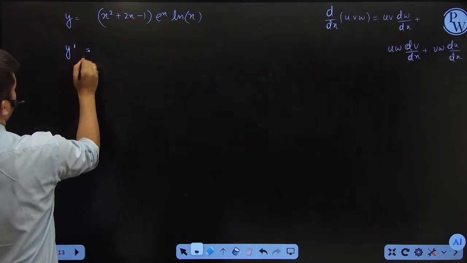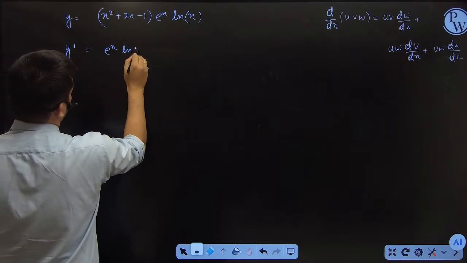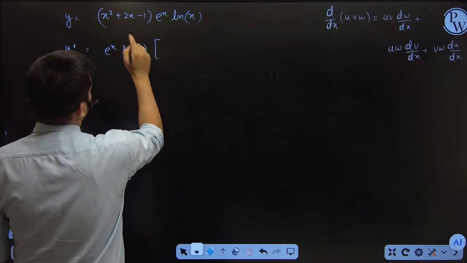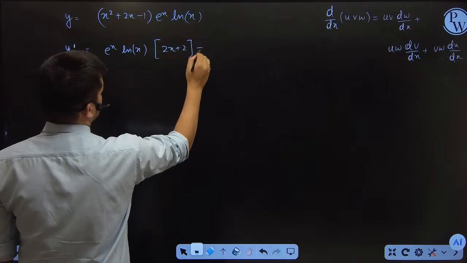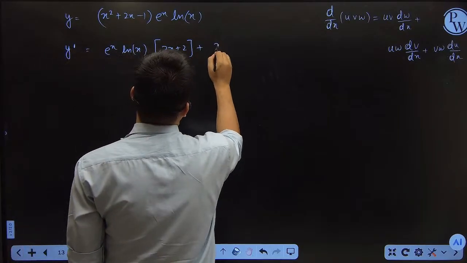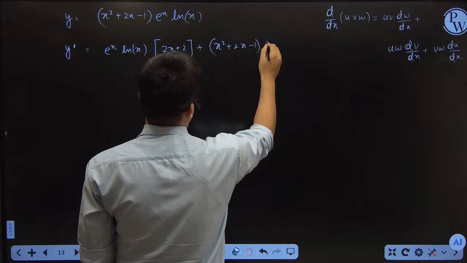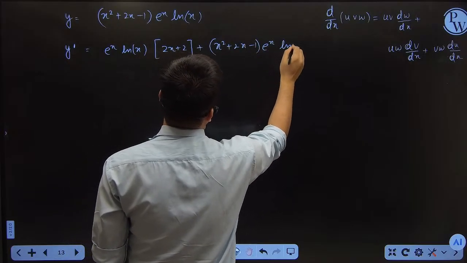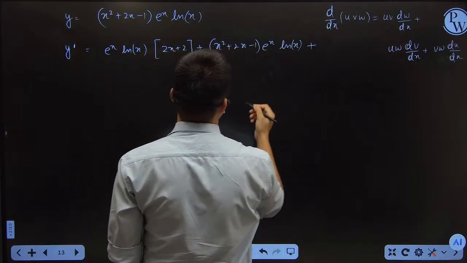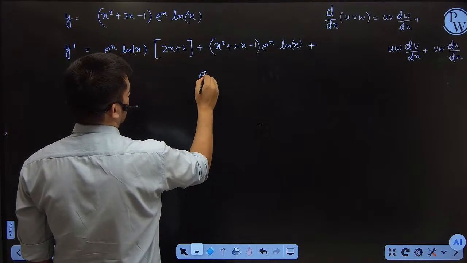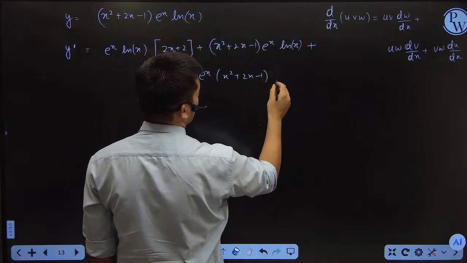What is y dash here? Tell me. E power x ln of x. I'm going to take outside first. Derivative of this function is how much? 2x plus 2 plus next one will be x square plus 2x minus 1 e power x ln of x. This time I have differentiated e power x, okay, plus e power x x square plus 2x minus 1. What is the derivative of ln of x?